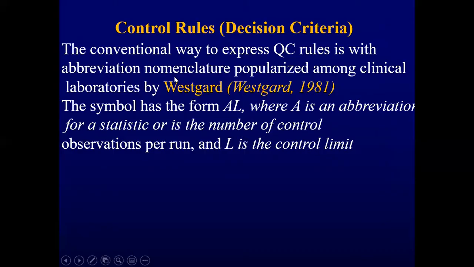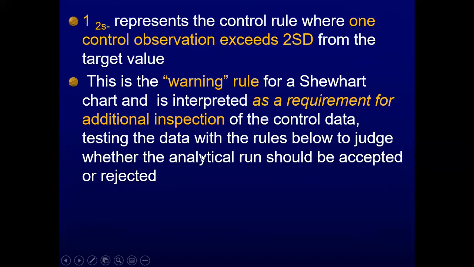So what are the control rules or decision criteria? The conventional way to express QC rules is based on the work of Westgard, and I'll talk about these. These are Westgard rules. The first rule is 1-2s. It represents the control rule where one control observation exceeds two standard deviations from the target value. So it is one reading beyond two standard deviations.